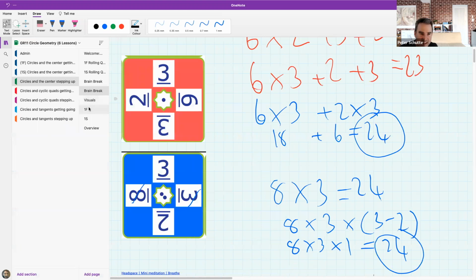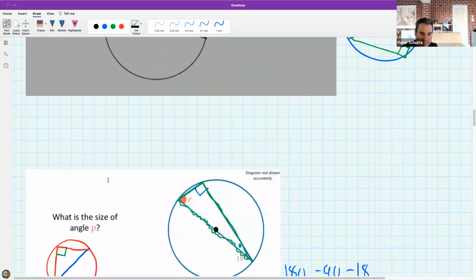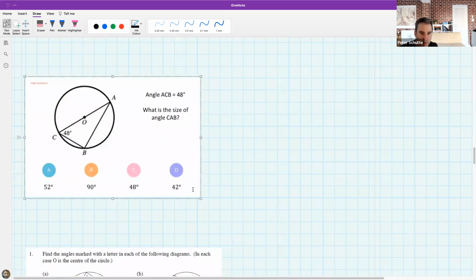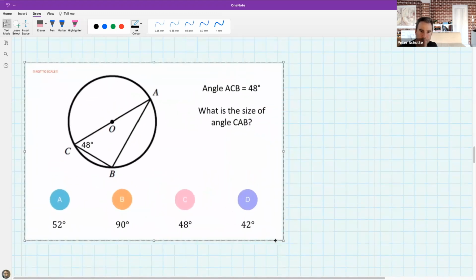Brain break over. Let us return to the thing that we were talking about. Okay, let's see. Here's another multiple choice question. Can you find me the size of angle CAB? What is the size of angle CAB?